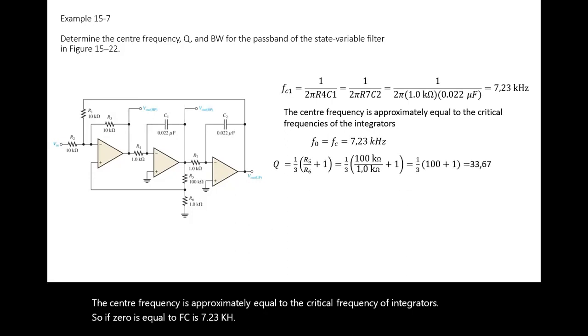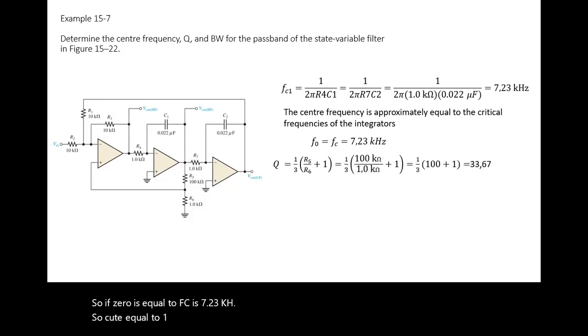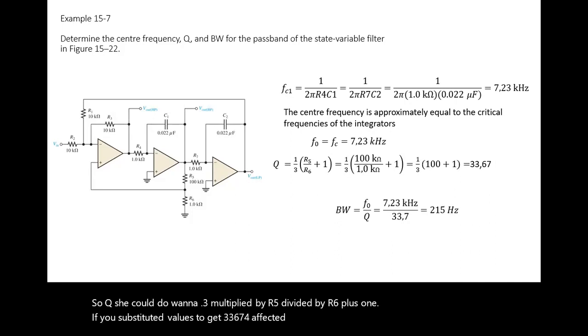So Q is equal to 1 upon 3 multiplied by (R5 divided by R6 plus 1). If you substitute the values, you get 33.67 for the Q factor. Bandwidth is F0 divided by Q, 7.23 kilohertz divided by 33.7, that gives you 215 Hertz.